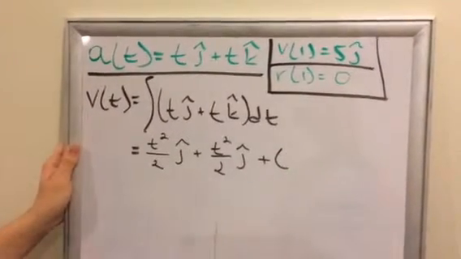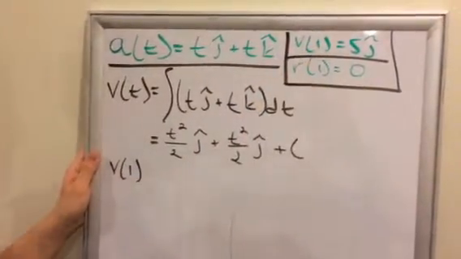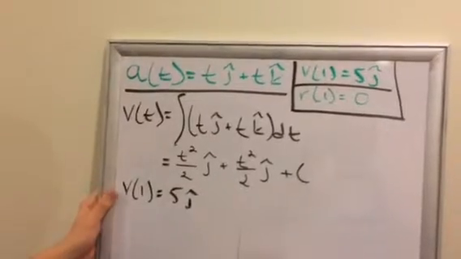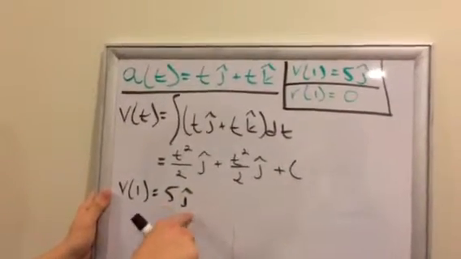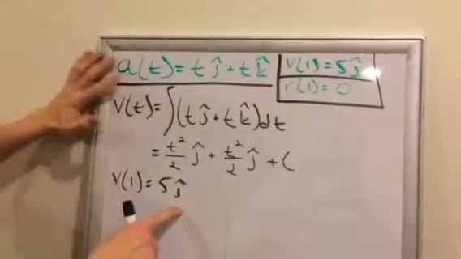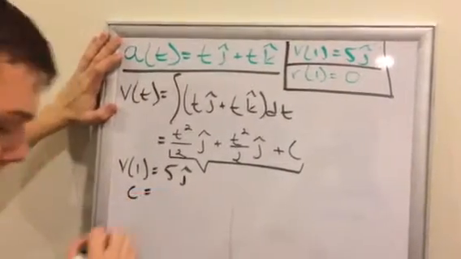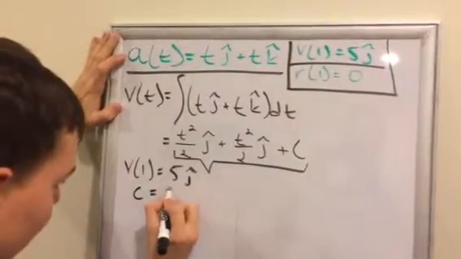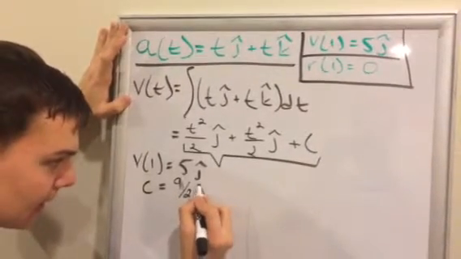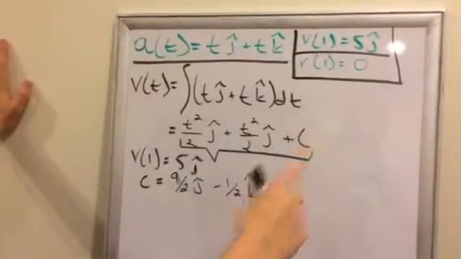And to get that constant c, we know that v(1) up here equals 5j. So, solving for that, we know that 5j here equals this. So solving for c, we throw equations around, do algebra, and we get 9 over 2 j minus 1/2 k. And that's our constant c that we can throw in there.